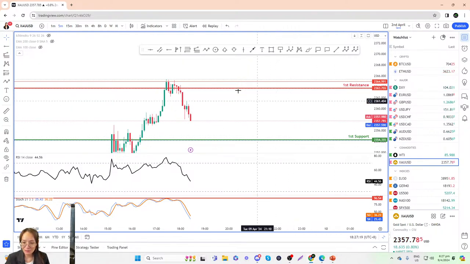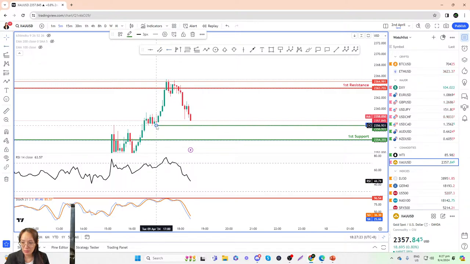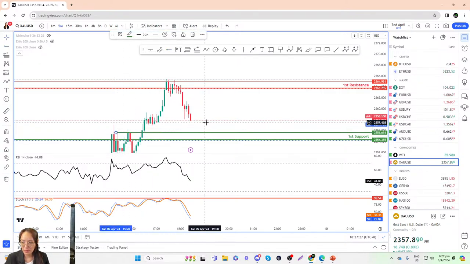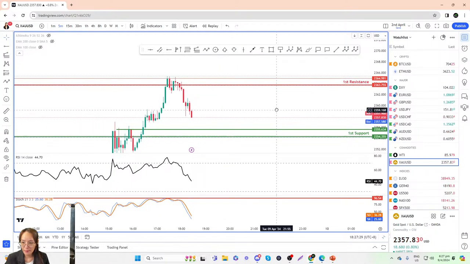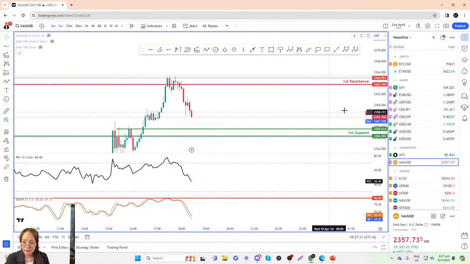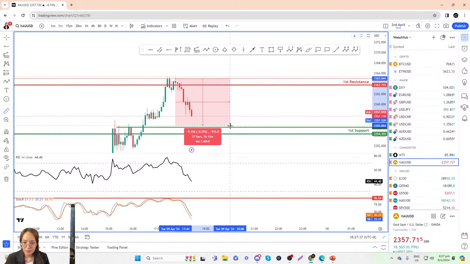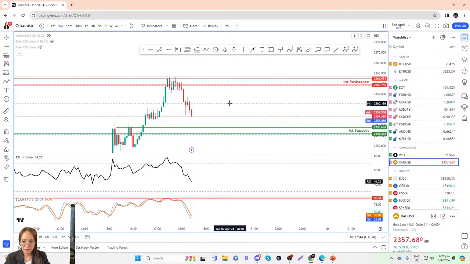I'm waiting at 23.55, which should be my TP, around maybe somewhere here. Okay, maybe here. I target at least how many pip? 100 pip, 90 to 100 pip. Yeah, if it comes here, it's almost 100 pip, about 90 pip for gold. That's good enough. End of today for me.